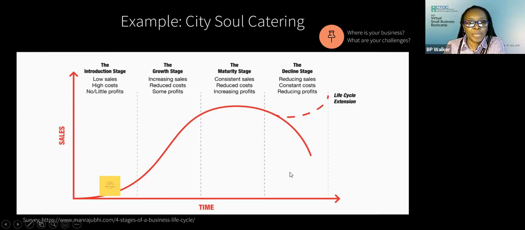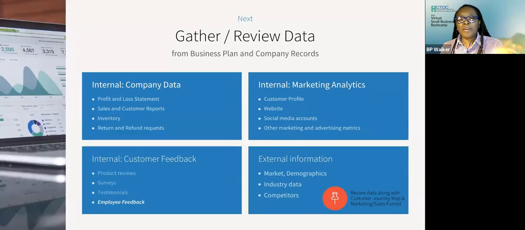Okay, so let me just move on. Remember all those records we talked about? Now that you've got yourself together, you have an idea where you are, and you know you're building your customer base because you're in introductory and you're trying to get to a growth phase. So what you need to do is pull all that data, from either your business plan or your company records right now. And I gave you a very brief list of some information you will need to pull together.